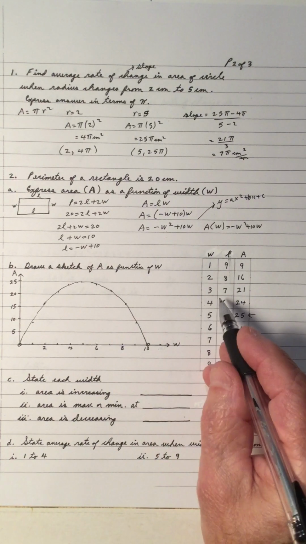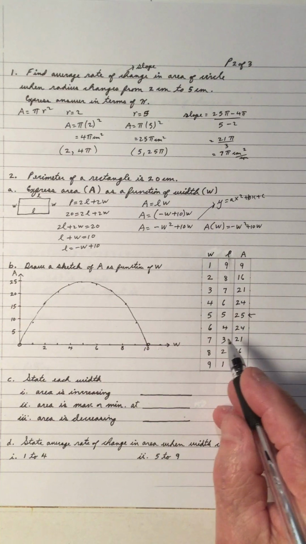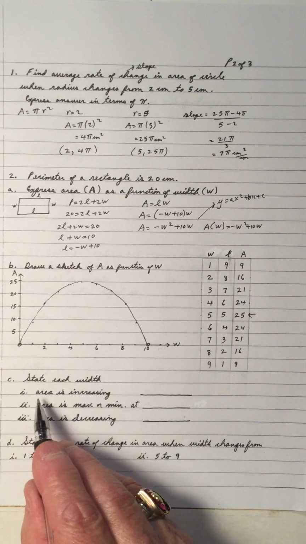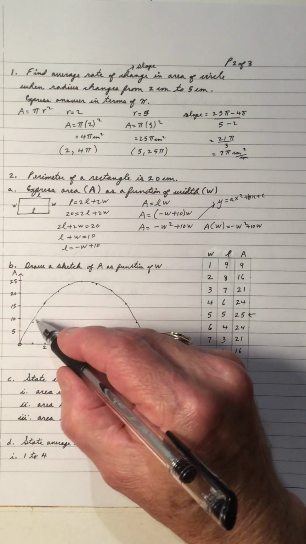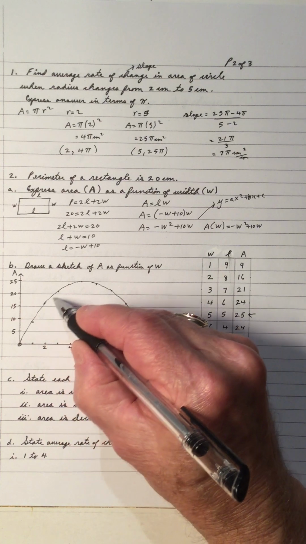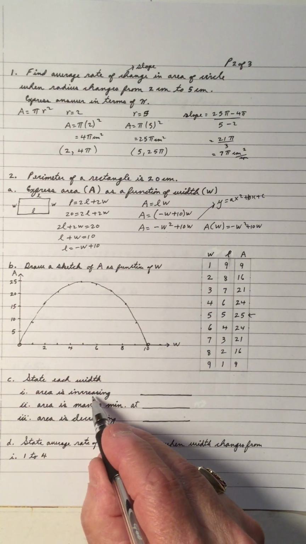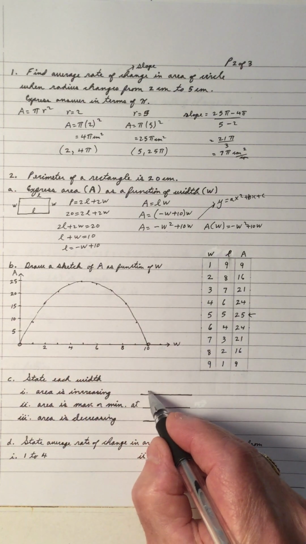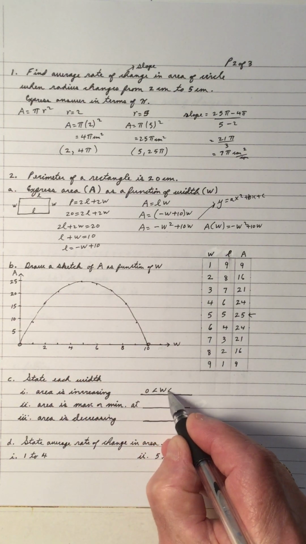Okay, this is an illustration of how this is working here. I wanted to show you this. State each width when the area is increasing. The area is increasing when the slope is positive. The slope is positive here, from here to here. So the area is increasing when the width goes from 0 less than W less than 5.